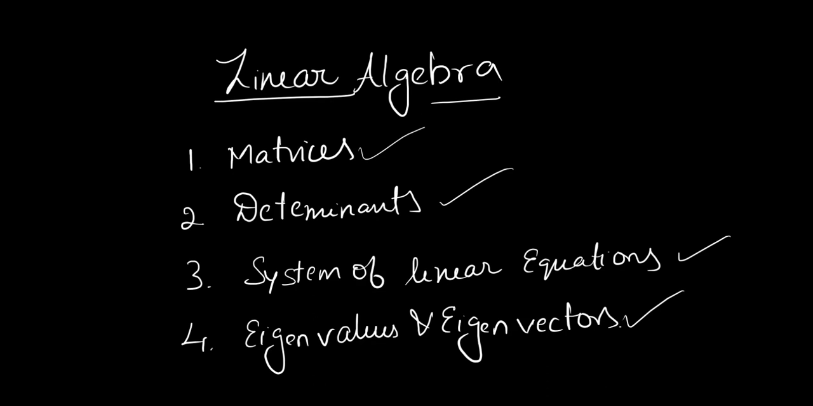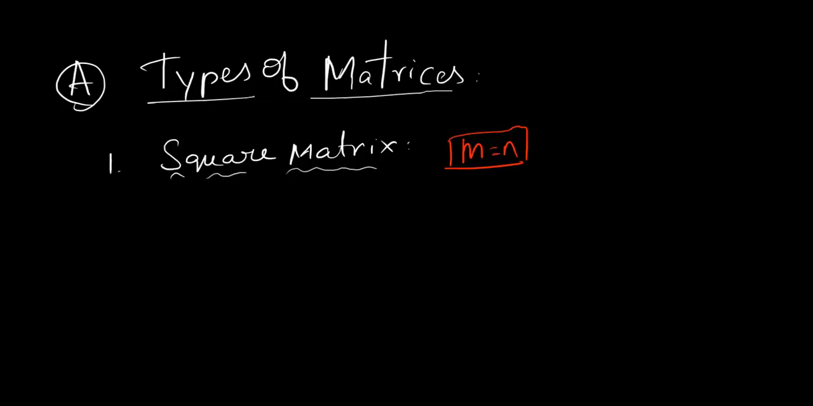So we're going to learn in this video about matrices. Let us see. So there are types of matrices. The first type is going to be square matrix. So what is square matrix? Square matrix is going to be m equals to n. Before going to square matrix, let us see what is a matrix. So what exactly is a matrix?